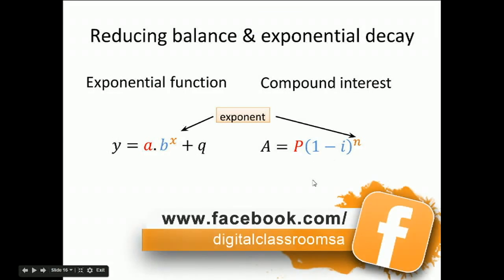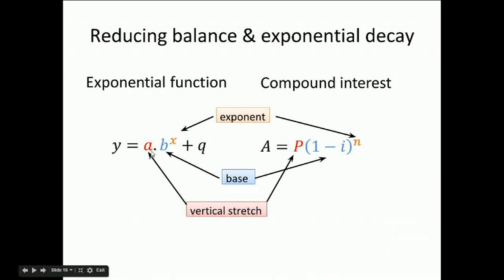So there we have the exponents in an orangey brown color. The base, the b to the power of x, our base b, in financial context, our base is an entire factor, a 1 minus something. And then the vertical stretch, which is the coefficient.